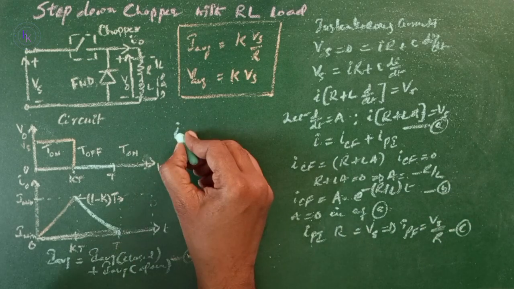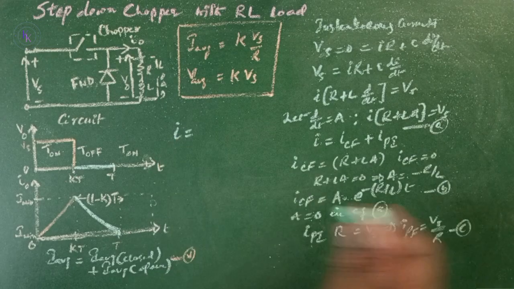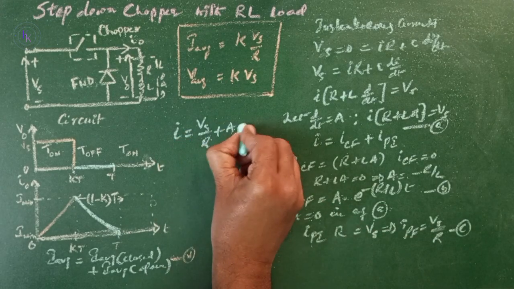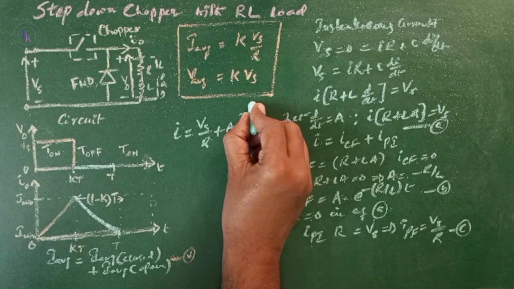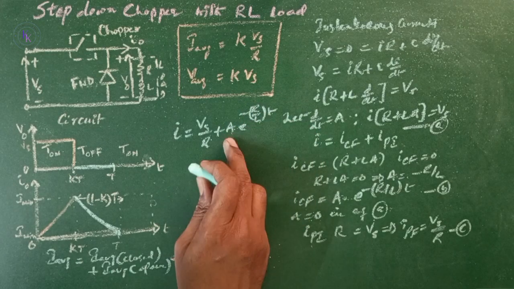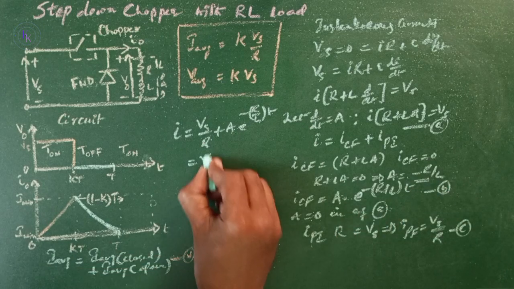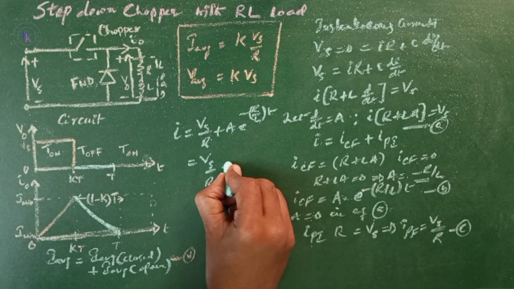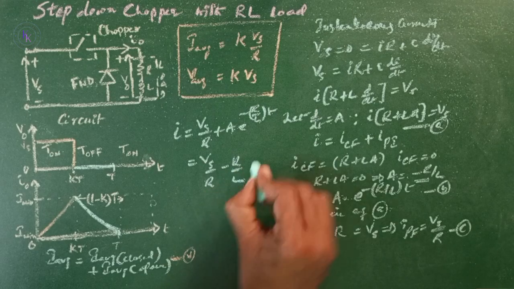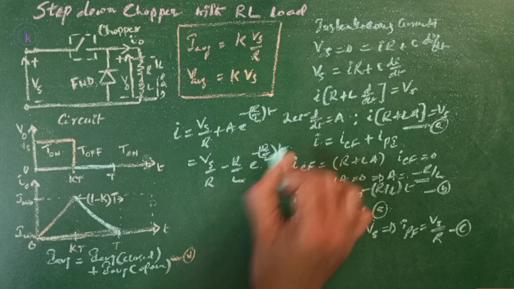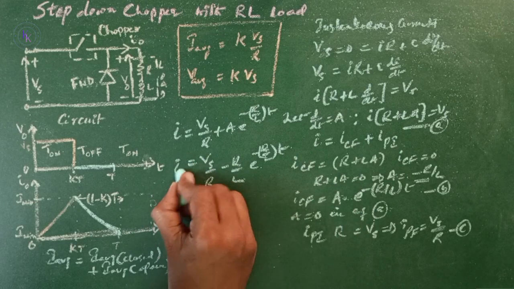The instantaneous current I is given by the two components added up, then Vs by R plus A e to the power of minus R by L of T. Now substitute the value of A. A is nothing but minus R by L. So I equals Vs by R minus R by L e to the power of minus R by L of T. This is the instantaneous current I of T.